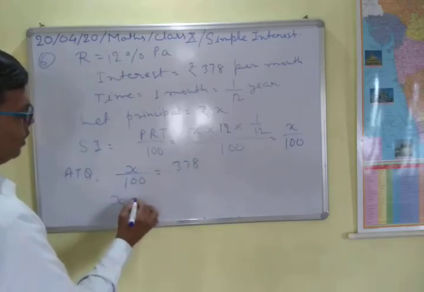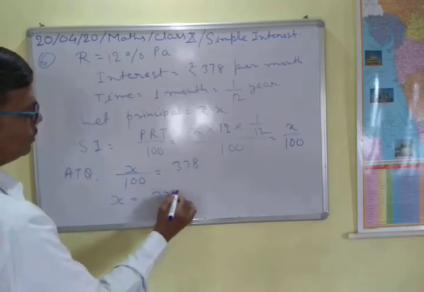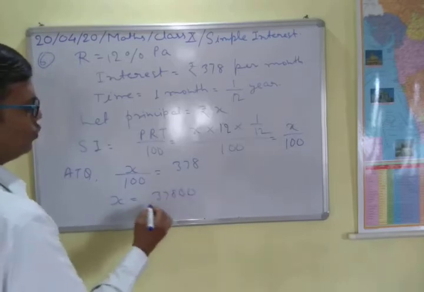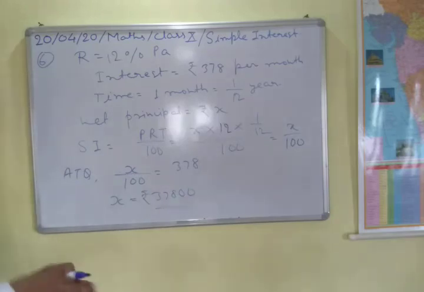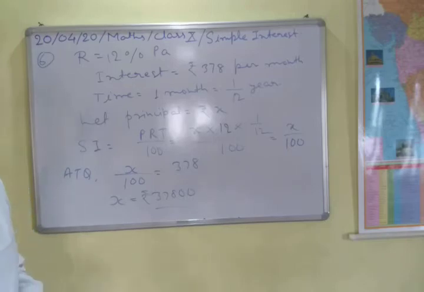So x is equal to 378 and 00 rupees. So this is the principal Gautam had taken for the poultry farm. So this is the answer of this question. This is the required loan. So I hope you understood this question.